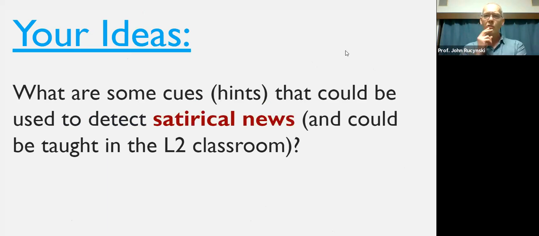Because of time, I'm not going to do this on Google Docs, but maybe just in the chat box is okay, or by audio, you can unmute. So sarcasm, we talked about, there are so many verbal or visual cues or hints. From those examples, or from what you've read, can you think of any hints that kind of give away satirical news? So how could we train our learners to think, okay, this is satirical news?